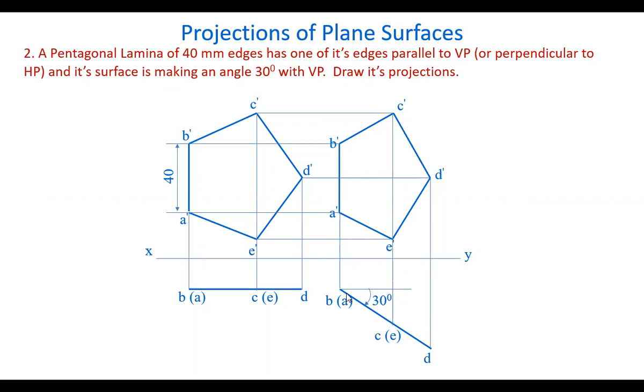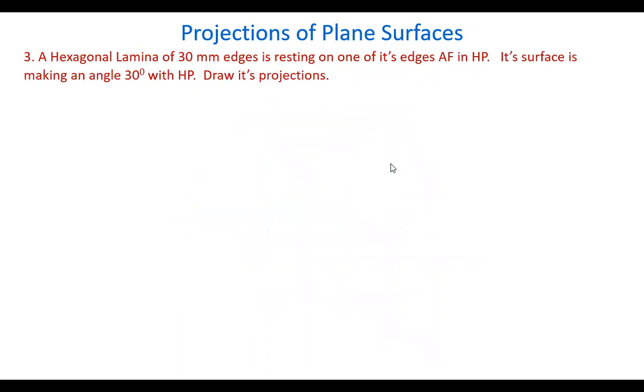Or when it is perpendicular to VP, and if you see it as a point in the top view, that means it is parallel to the vertical plane. So this AB is parallel to VP, that condition is satisfied. Automatically it will be satisfying this condition also, perpendicular to HP. So these are the final projections of the pentagonal lamina.